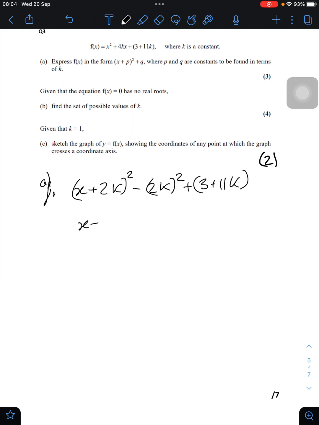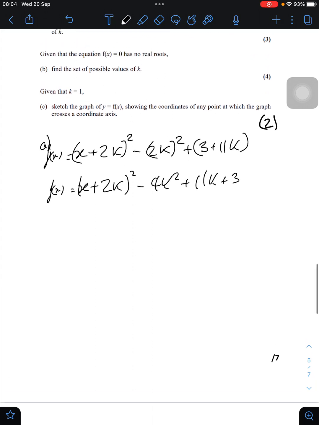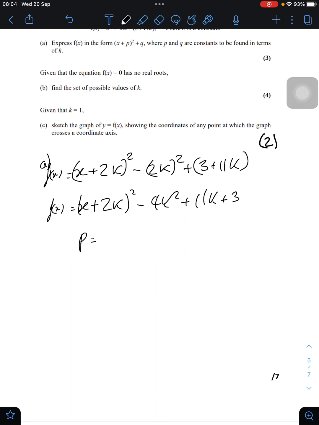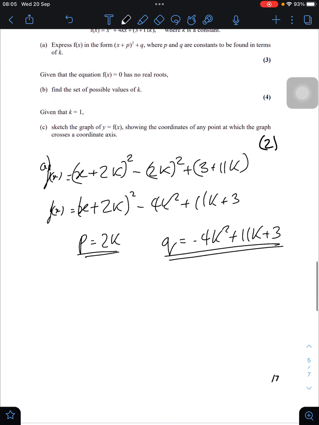The only thing we have left to do here is to simplify it down, or multiply it out a little bit to get it into the form they want. Plus 2k squared minus 4k squared plus 3, let's go plus 11k plus 3, so that we recognize that this is a quadratic. And so therefore p would be minus 2 plus 2k, double underline, and q will be our minus 4k squared plus 11k plus 3, and we can also double underline that. So that gives us our two answers.